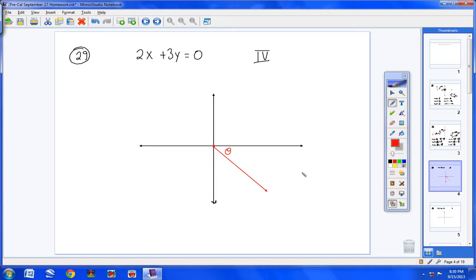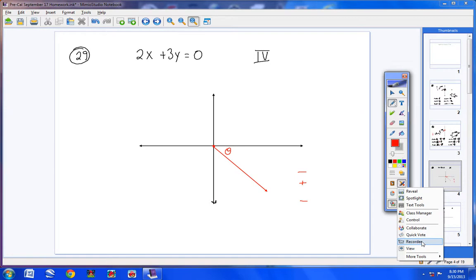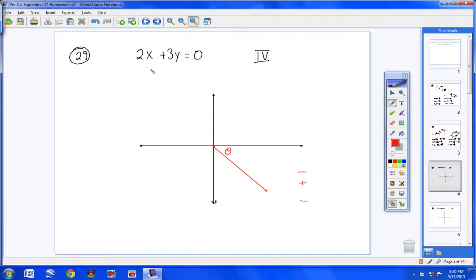Our sign sequence here is negative, positive, negative. Okay? All right. Now, what we do is we want to look at this linear equation and find a point that lies on this line coming out right here that satisfies this equation. Now here's what I'm going to do. See if this makes sense.